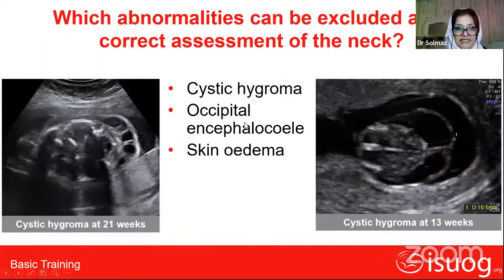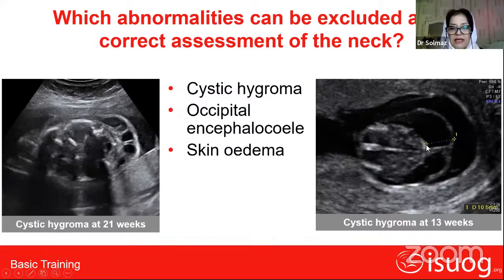Now let's speak about the abnormalities that we might encounter when looking at these planes. They are cystic hygromas, occipital encephalocele, and skin edema. So this is a transcerebellar plane. As you can see, a cystic hygroma at 21 weeks. This is an accumulation of fluid, which is cystic. The right-hand side image shows a cystic hygroma at 13 weeks. Again, you can measure it.